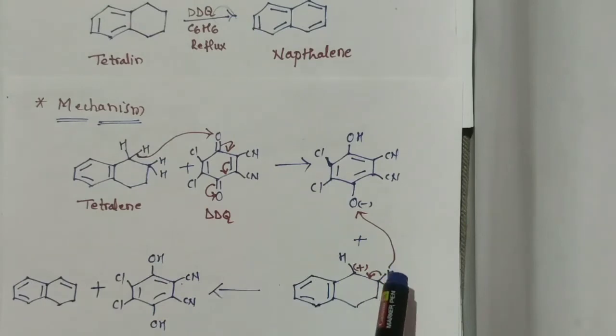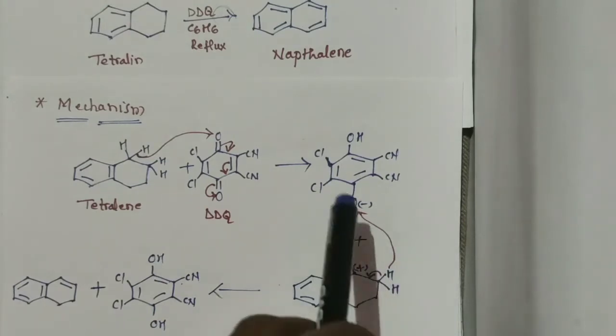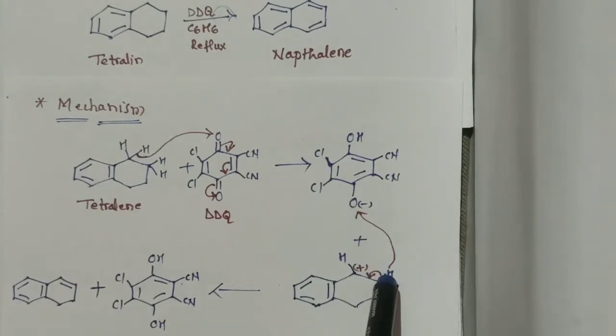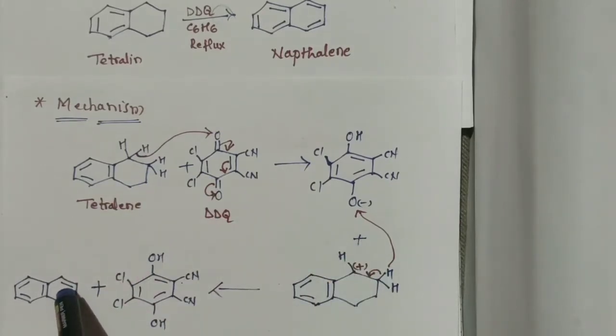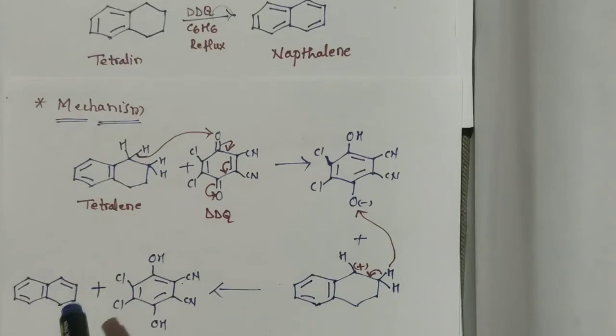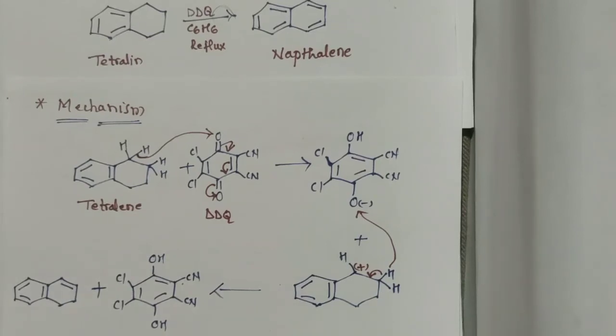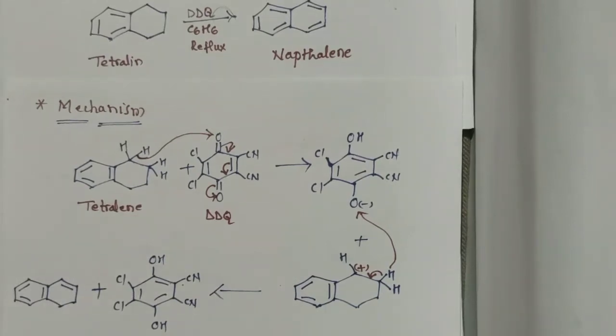That phenolate ion, next, takes the H+ ion from the neighboring carbon atom, so that results in the formation of the double bond in the tetralin molecule. So overall, the DDQ is converted into hydroquinone and the tetralin forms one double bond by the elimination of 2 hydrogen atoms.